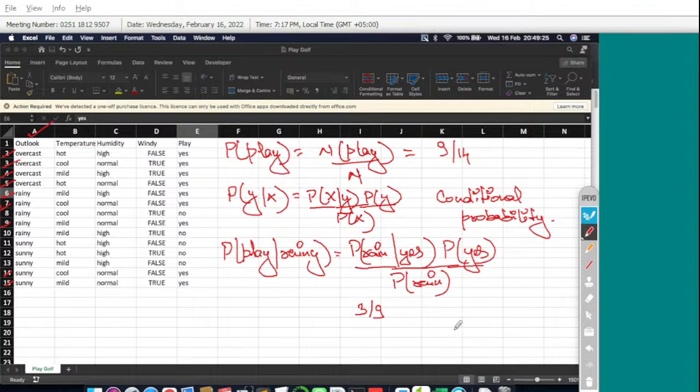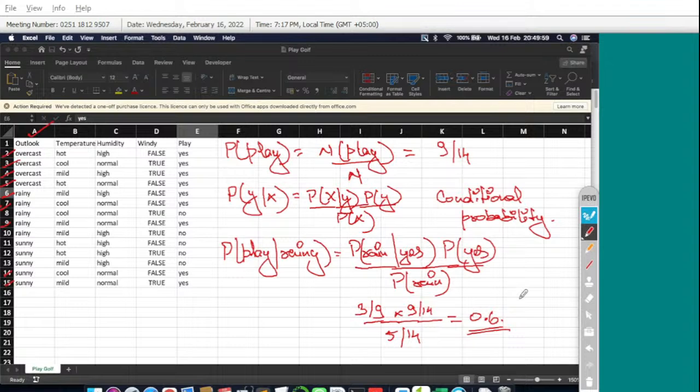Yes, guys. The probability to rain when we played is going to be 3 by 9, into 9 by 14, divided by 5 by 14, right? It's going to be 0.6. This is going to be 0.6, and the probability to play when it's raining is going to be 0.6. Easy? The conditional probability formula.